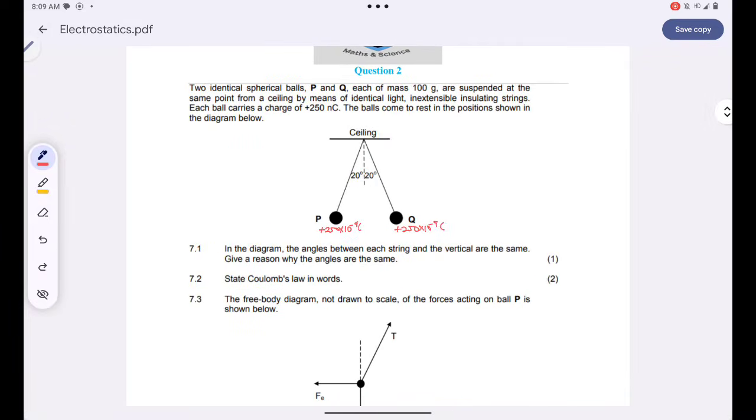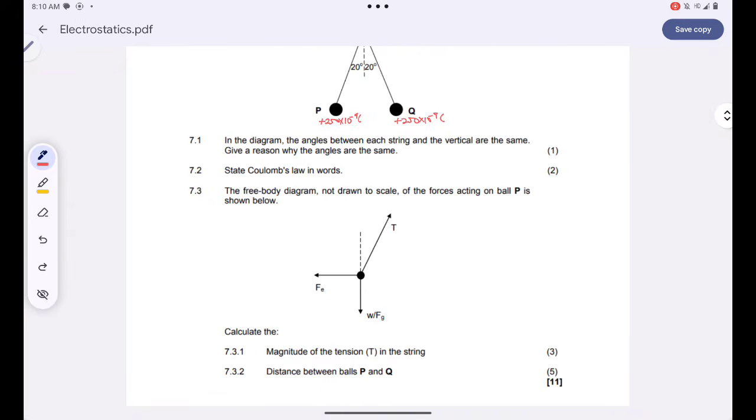Okay, 7.2 must state Coulomb's law in words. It simply states that the electrostatic force between two point charges is directly proportional to the product of the charges and inversely proportional to the square of the distance apart.